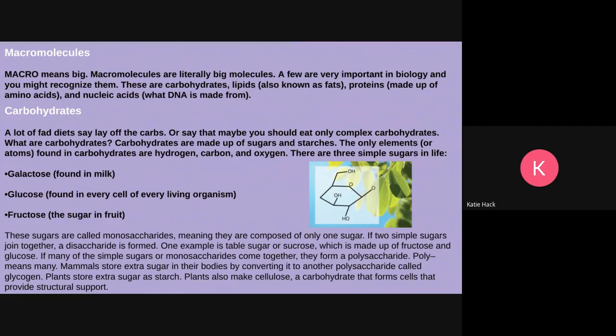Nucleic acids and lipids, no? No? So lipids is just also known as fats and oils. So you know your olive oil that your mom might cook with, that's going to be a lipid. Also butter, that's a lipid. That's your fats. And nucleic acid is your DNA. That's what your DNA is made out of.